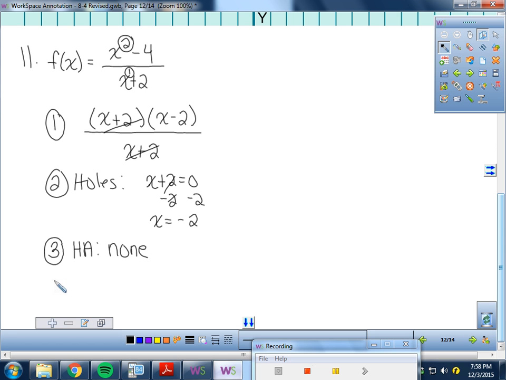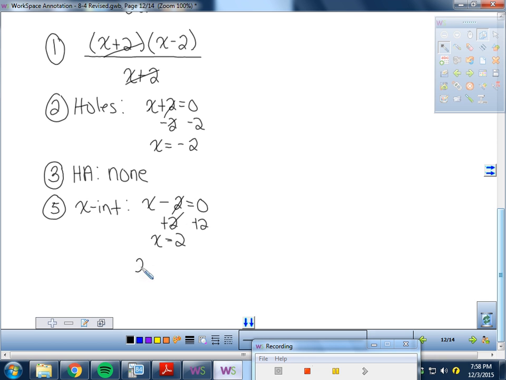our zeros. So let's talk about step 5, x-intercept. The only thing that you haven't marked out is the x minus 2. So let's go ahead and set the x minus 2 equal to 0. So I get x equals 2. So I have a 0 at 2, or an x-intercept at 2. All right, so when you have a hole, you're not going to have that vertical asymptote because there's a hole there instead.